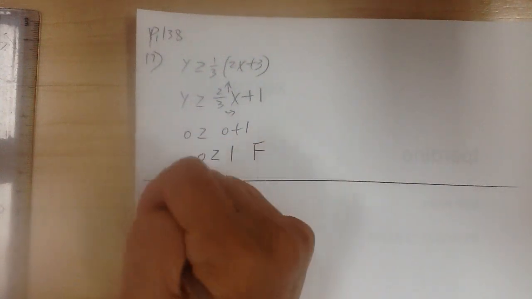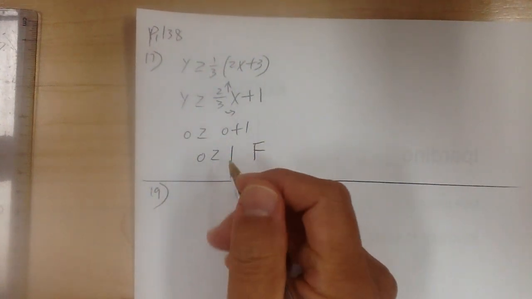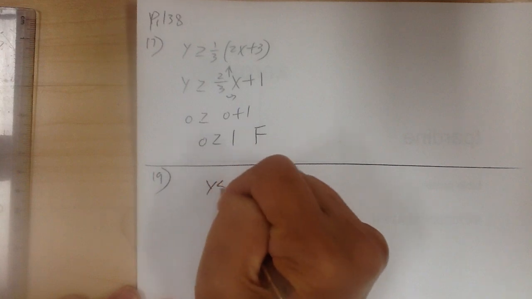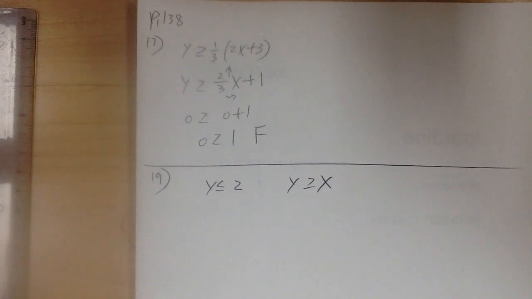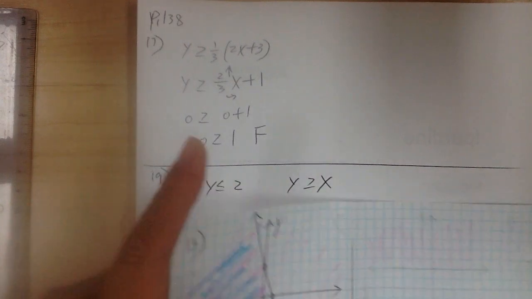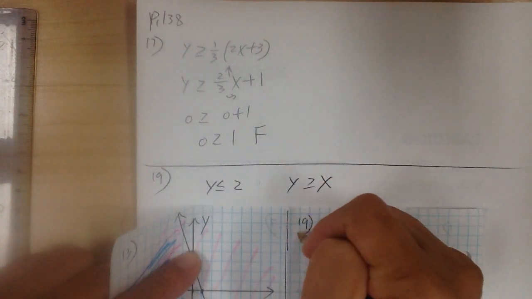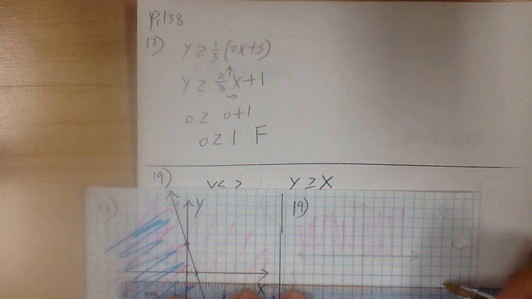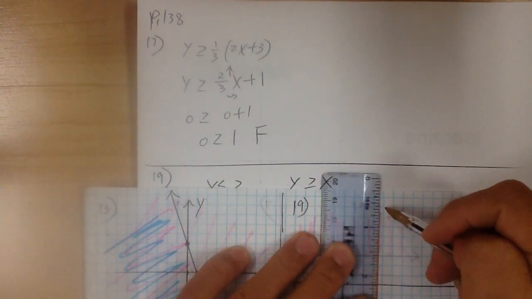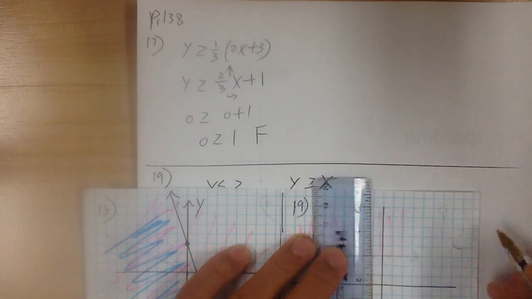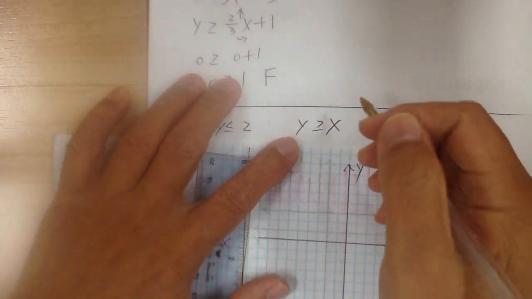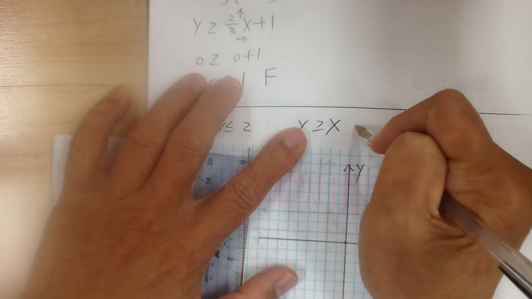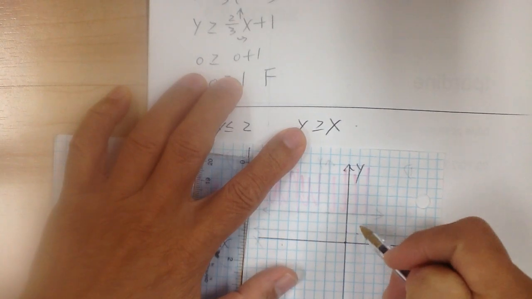Okay, number 19. Now it starts to get more complicated. So now you've got y is less than or equal to 2, and y is greater than or equal to x. Let's graph the harder one first. So I'm going to graph this one. The intercept is 0, because it's plus 0, and the slope is 1.